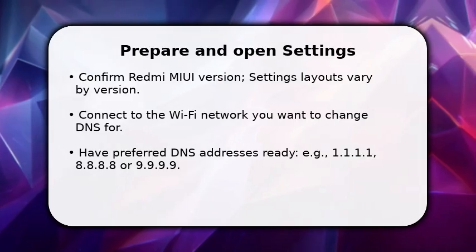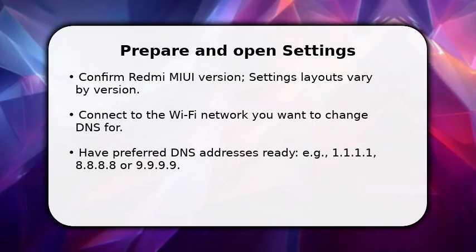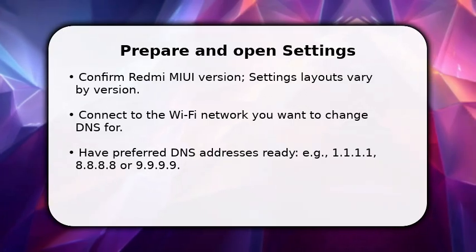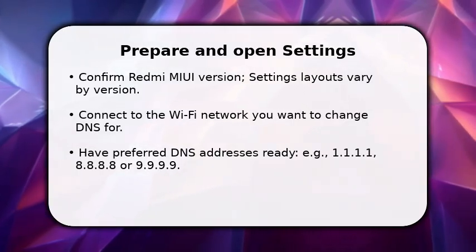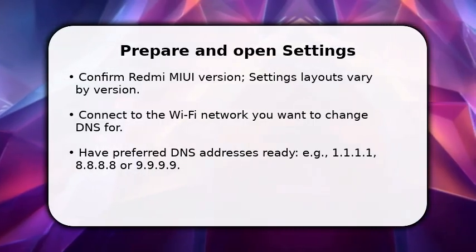Make sure you wrote down your preferred DNS addresses like 1.1.1.1 or 8.8.8.8 because you will type them in manually. This avoids guessing and speeds the process. If MIUI menus differ slightly, look for similar Wi-Fi or network entries.